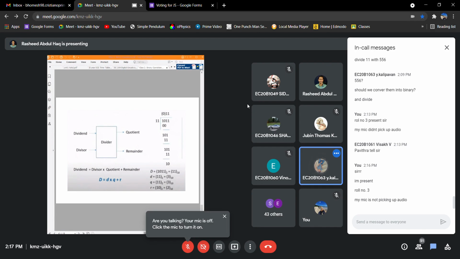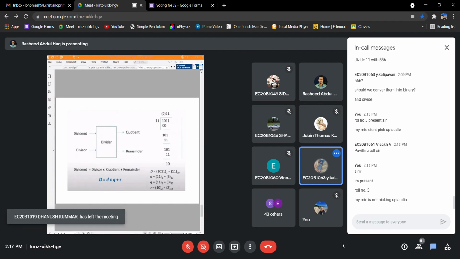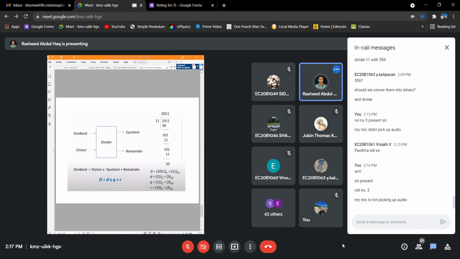Sir, if we divide 556 with 11 and get the answer, can we convert it into binary? I mean, is it the same? We will get the same answer. Between decimal and binary, you will get the same answer only. For evaluation purposes, we will check the steps. Whatever we have done in the slide, you have to write it like that. But for the final answer, just to verify, you can do it in decimal and cross check also. The answer will be the same. Thank you, sir.